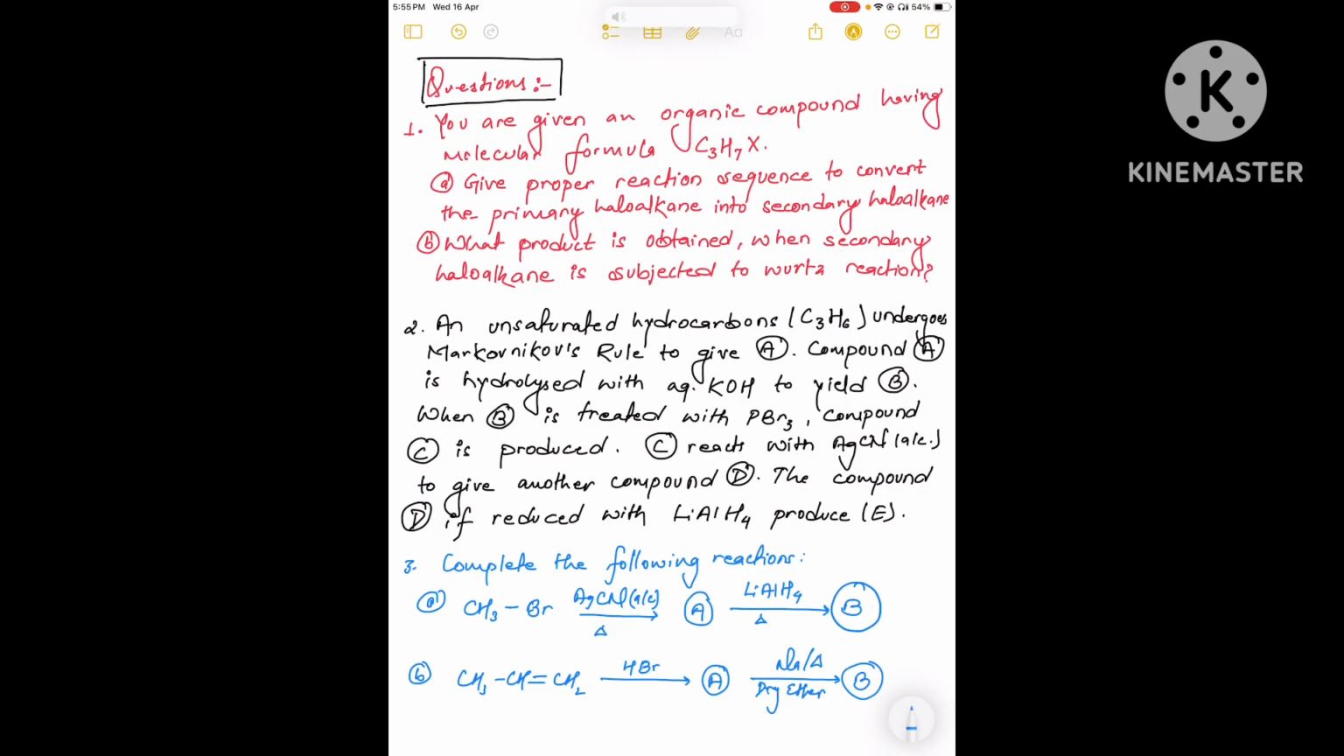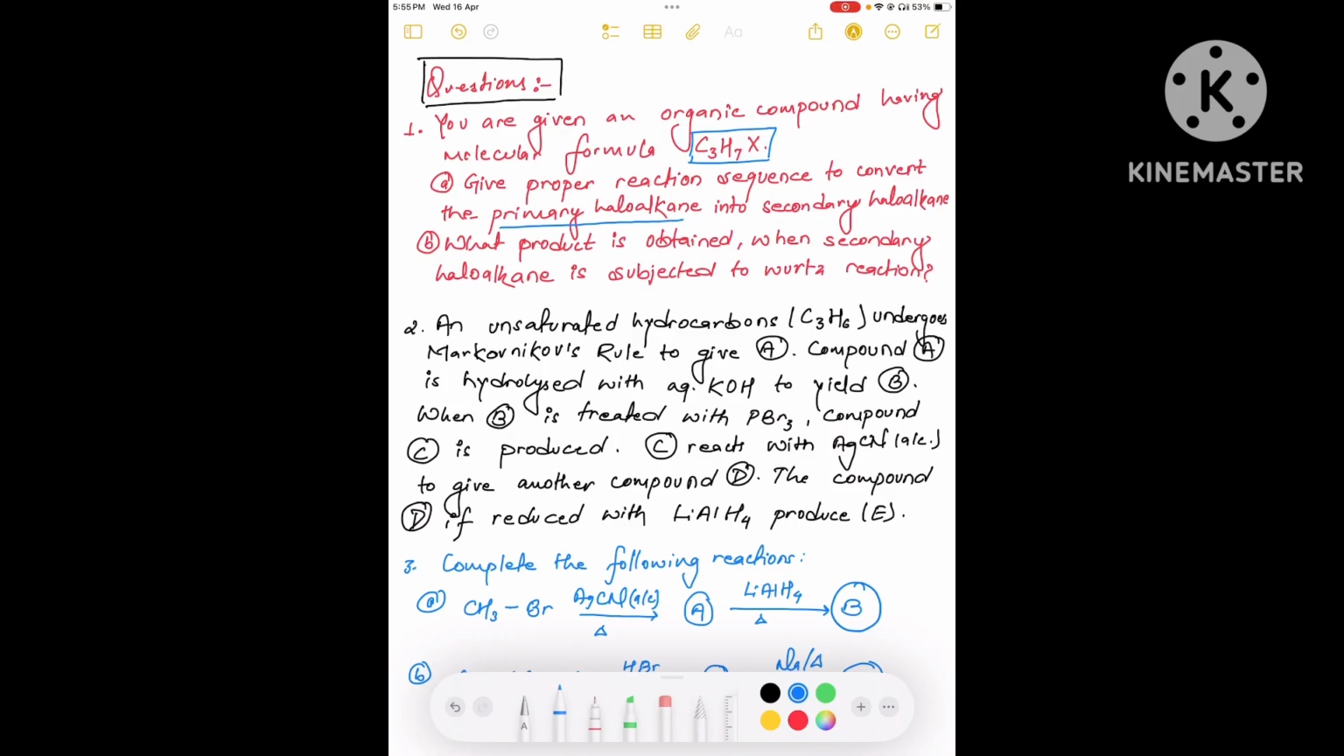So here we have some questions related to the video that we have made. You might have already gone through the entire video. Here you have a question: there is an organic compound having the molecular formula C3H7X. So the compound has three carbons, seven hydrogens, and a halogen group. You need to give a proper sequence of reactions to convert this into a primary haloalkane, and then convert that primary haloalkane into a secondary haloalkane.